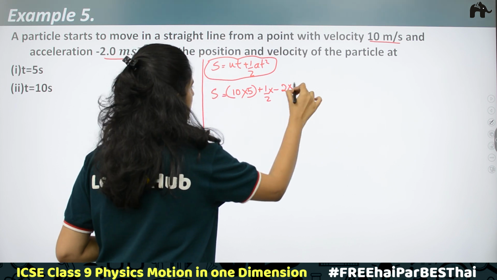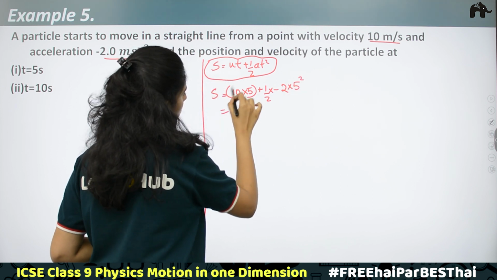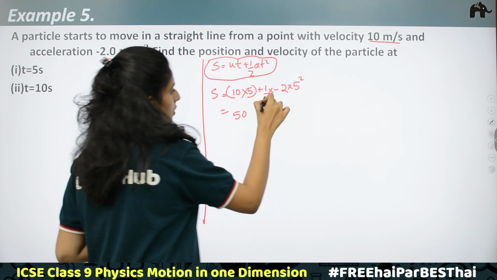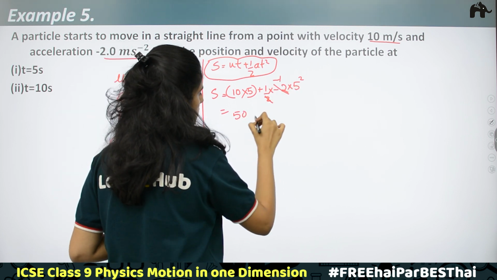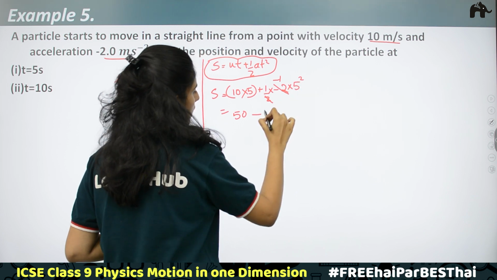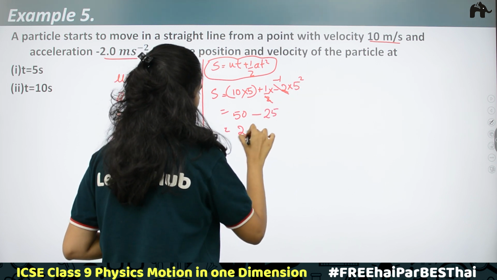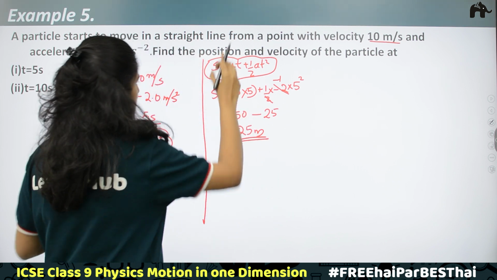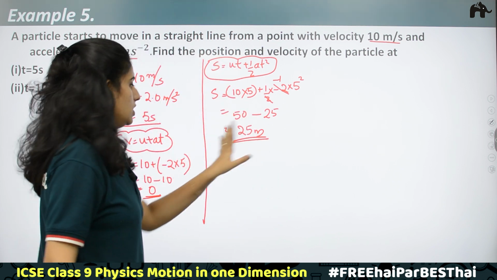t square is 5 square, so 10 into 5 is 50. 2 and minus 2 cancel, minus 1. So minus 5 square, 25. So you will be getting 25 meters. So it is at 25 meters from the starting point. It is at a distance of 25 meters.